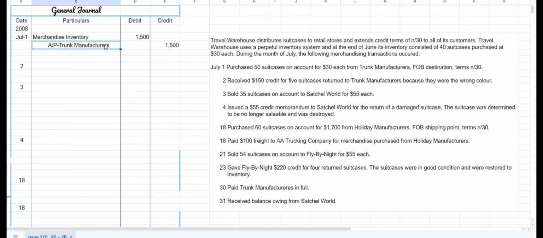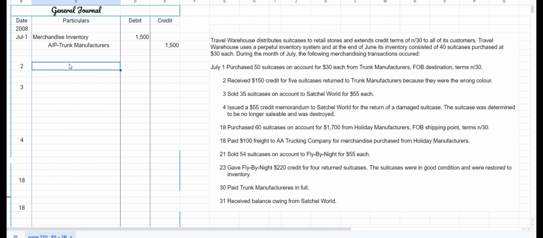And it says FOB destination. FOB destination means the seller pays. FOB shipping point means the buyer pays. So FOB destination means the seller pays, and you bought the merchandise, so you are the buyer. So that means you don't have to pay anything. Okay, moving on to the next transaction.